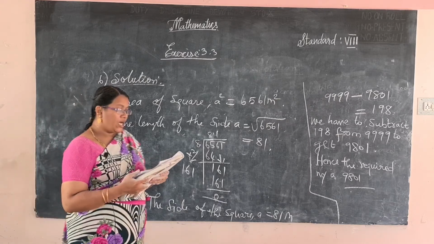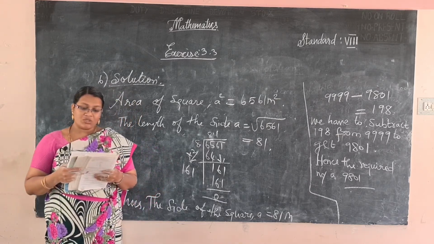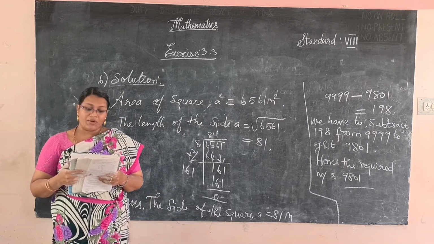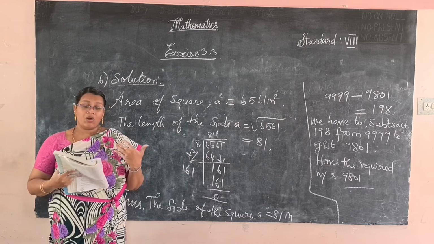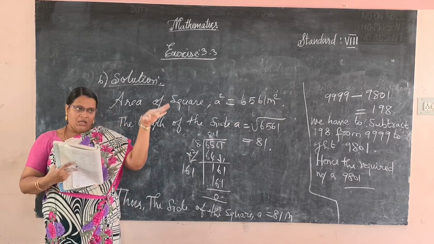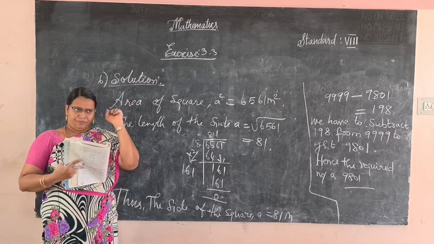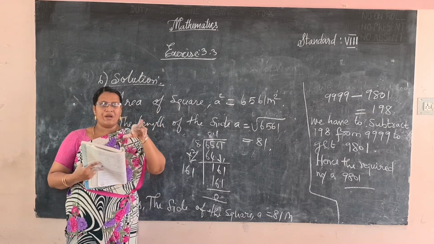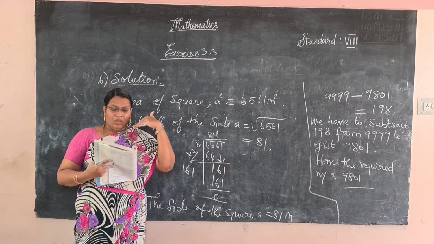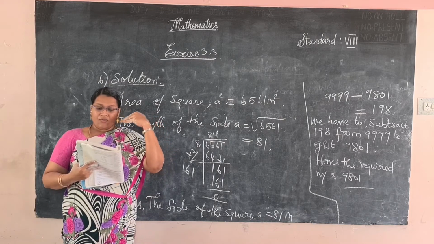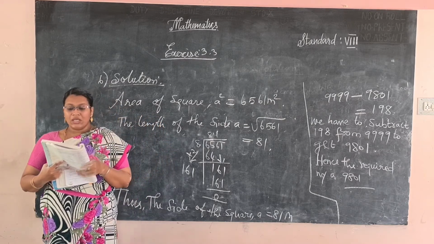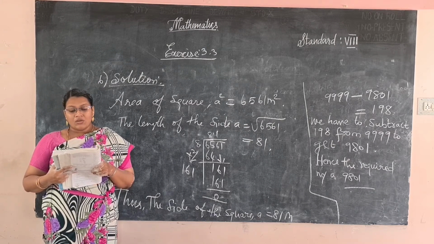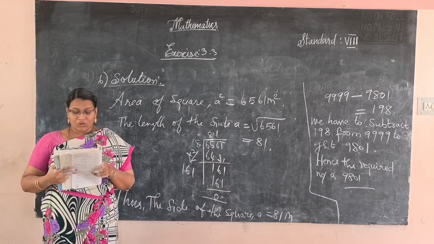A PT teacher asked 4,000 students to stand in such a way that the number of rows is equal to the number of columns. So the number of rows and columns are equal, meaning a matrix like 2 cross 2. Find the number of rows if 31 students were left after the arrangement. So 4,000 students totally there.